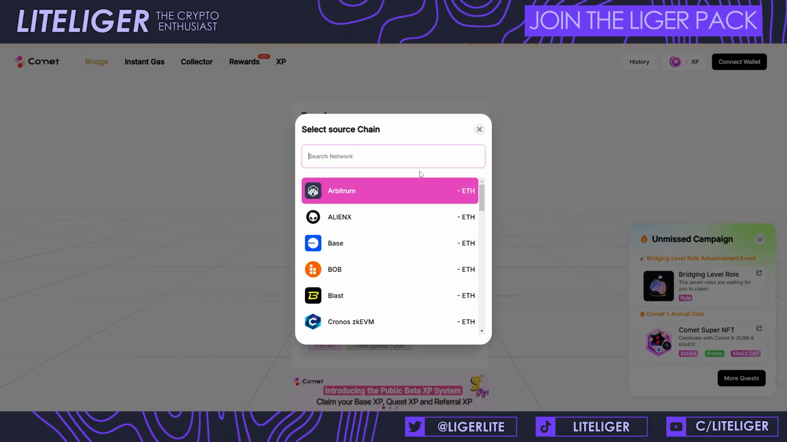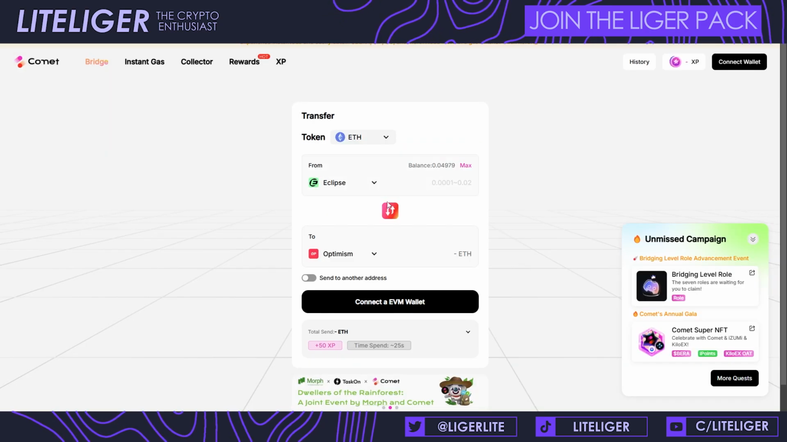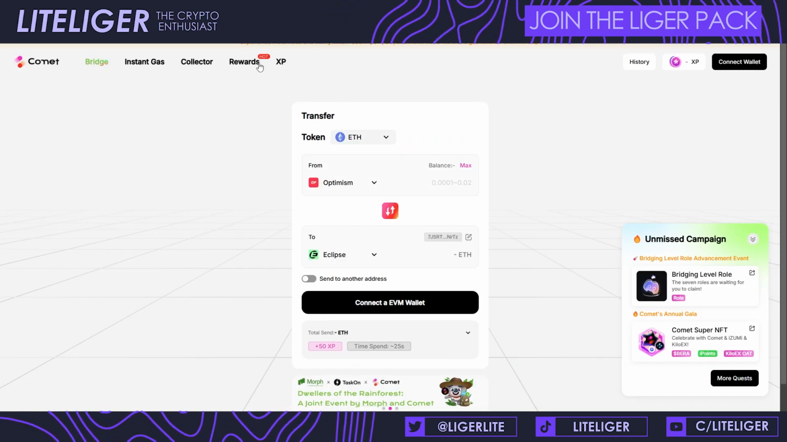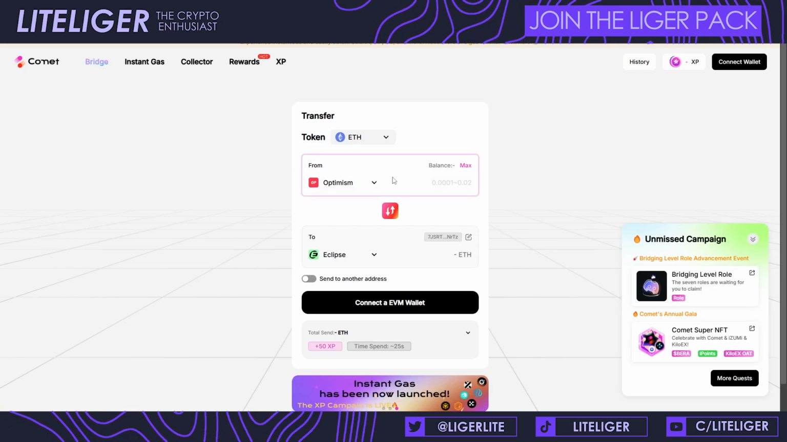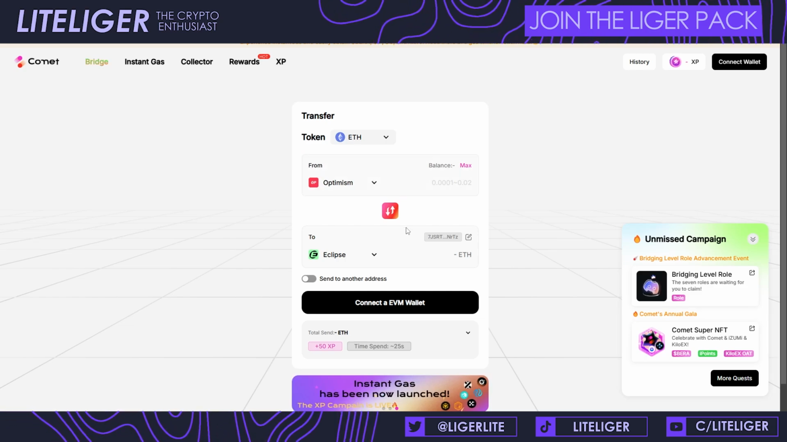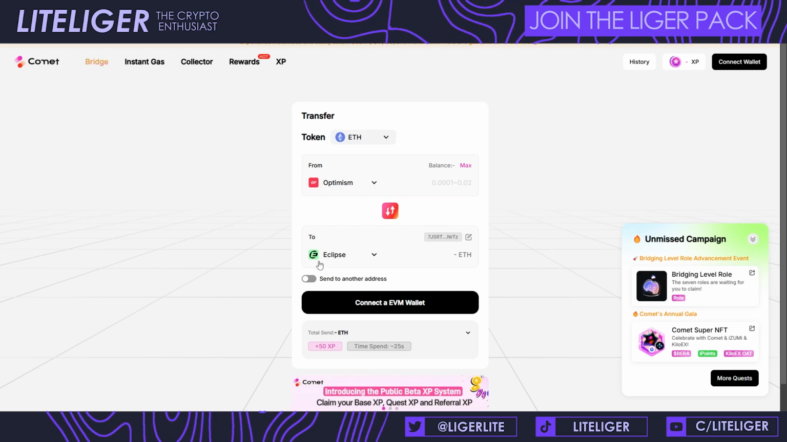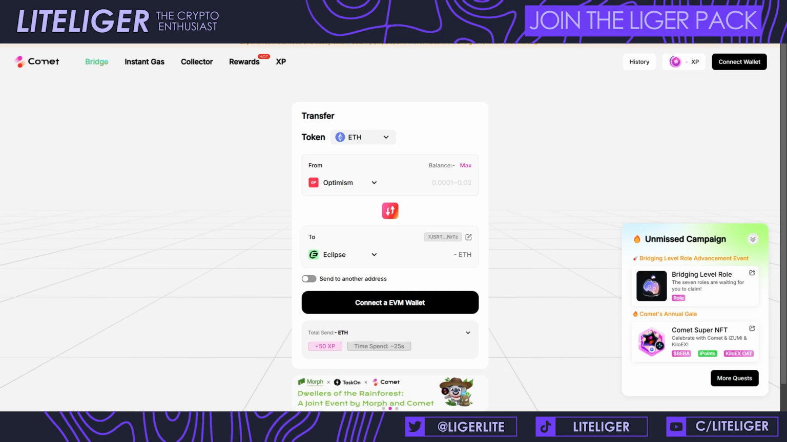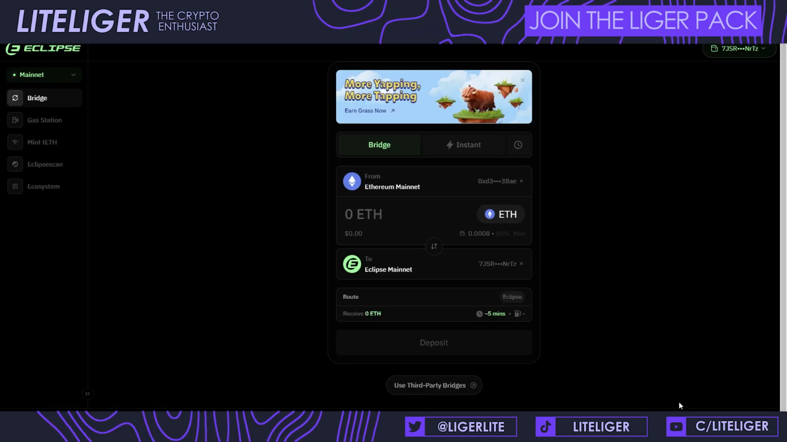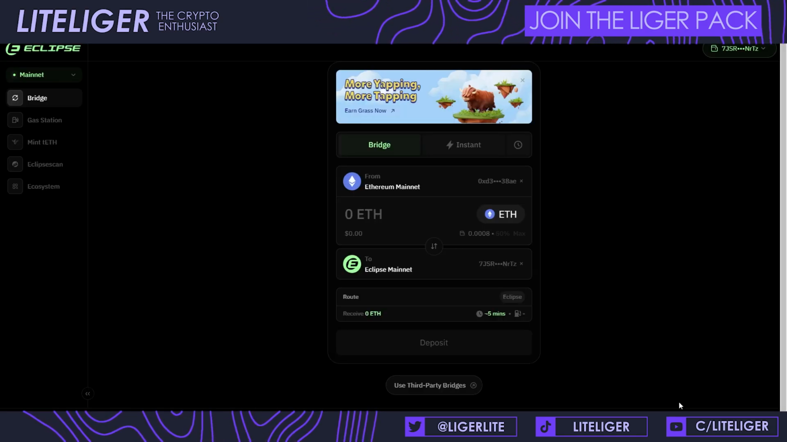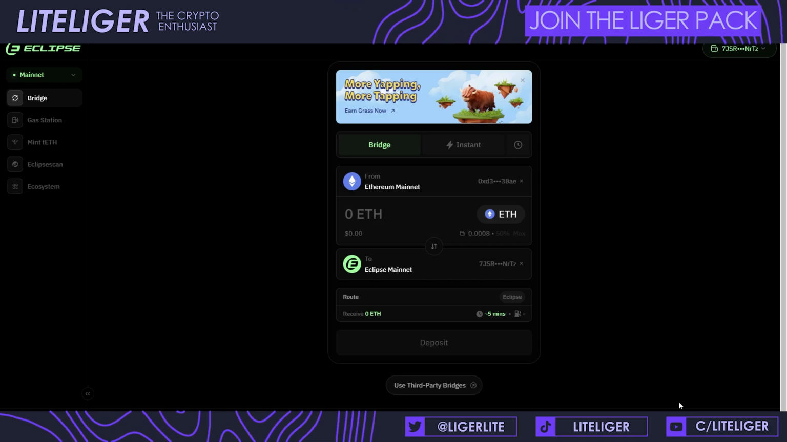One of the things we can use here, there are three bridges that I recommend using. Number one is Comet. Comet has an experience program right now, so by doing transactions to Eclipse, you have the ability to burn airdrop points. Now, I do usually recommend using the native bridge as well, although obviously that is from Ethereum mainnet to Eclipse mainnet, and that's the only way that is working.